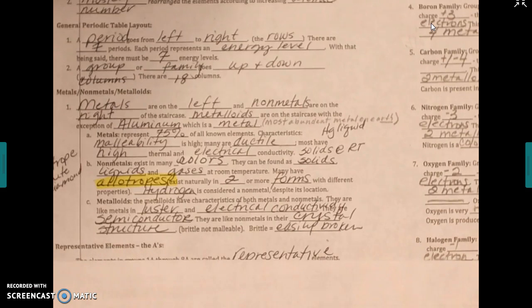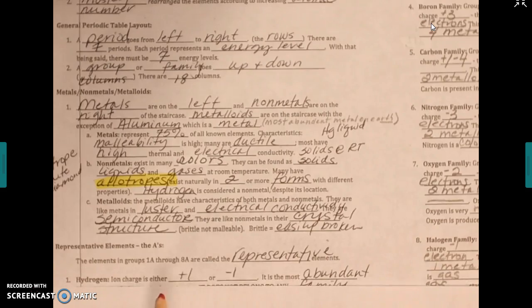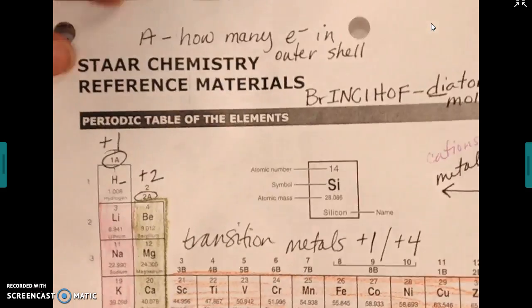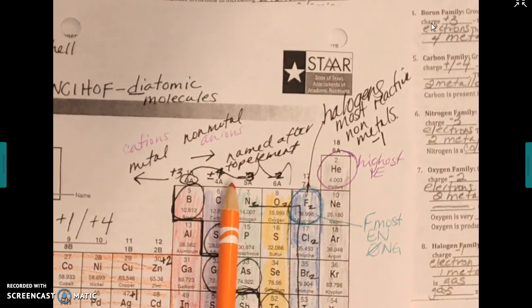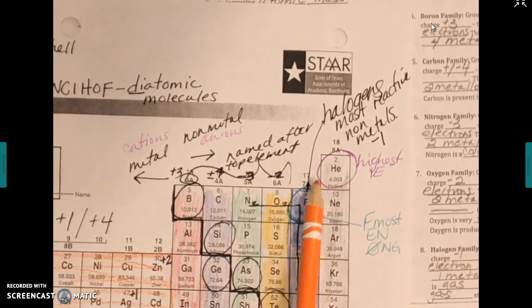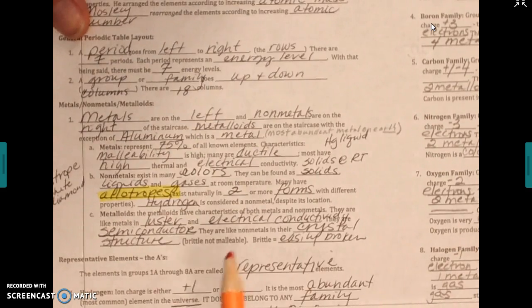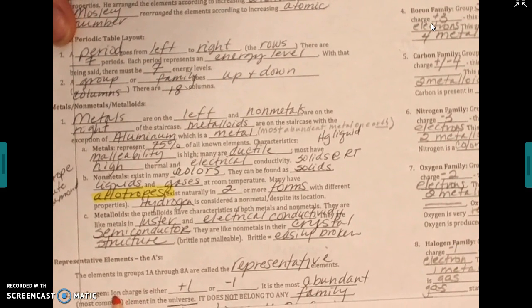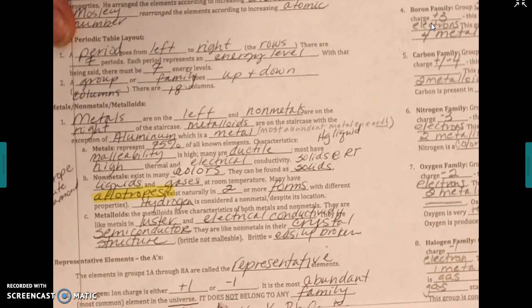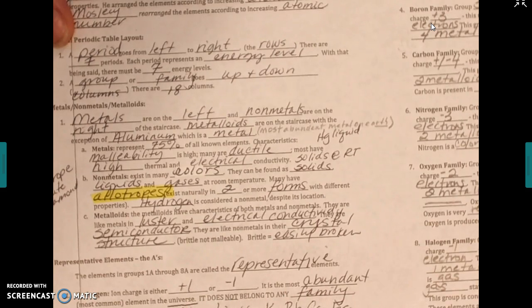Now let's talk about the representative elements, the A's. The elements in groups 1A through 8A are called the representative elements or the main group elements. Okay, we have group 1A, 2A, 3A, 4A, 5A, 6A, 7A, and 8A. Hydrogen ion charge is either +1 or -1. It is the most abundant element in the universe, not on Earth, but in the universe. It does not belong to any family.